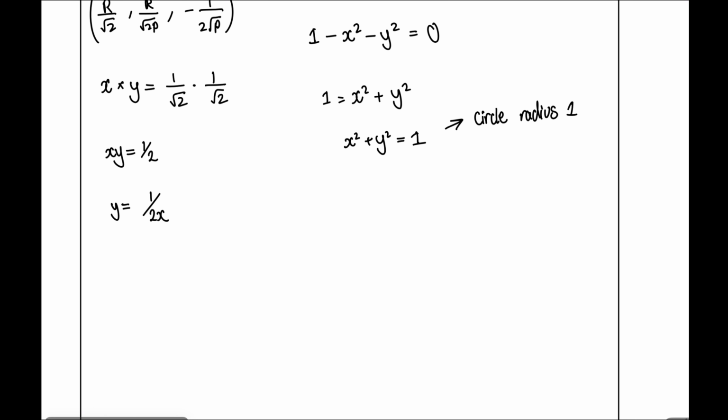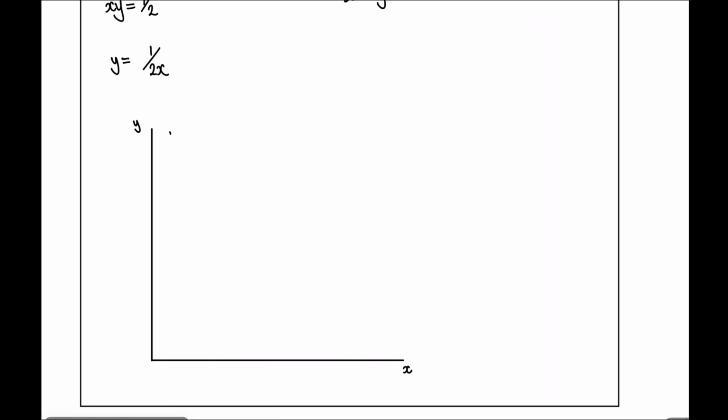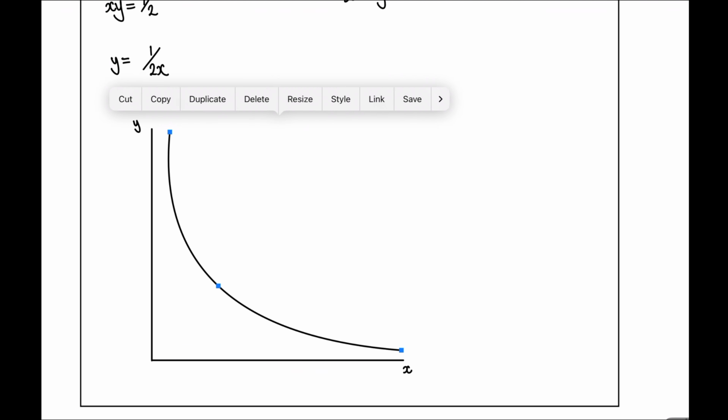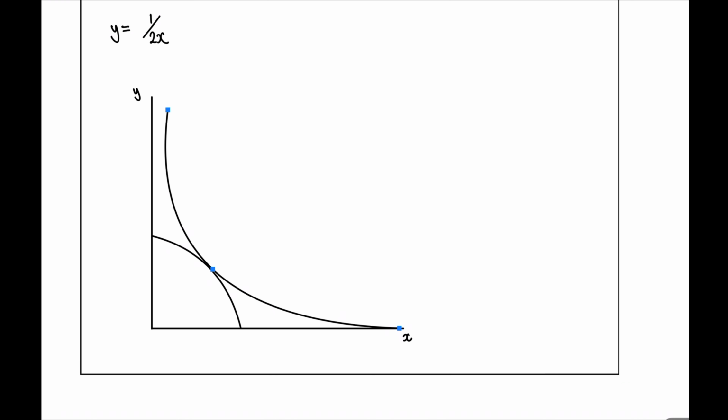If we now get drawing, just a rough sketch, we have y, x, and 1 over 2x will look something like this. And then the equation of the circle, if I just draw a quarter of the circle, it would look something like this. And so finally, we are left with a curve that looks something like this, where this is g of x, y, and this is our constraint, f of x, y.